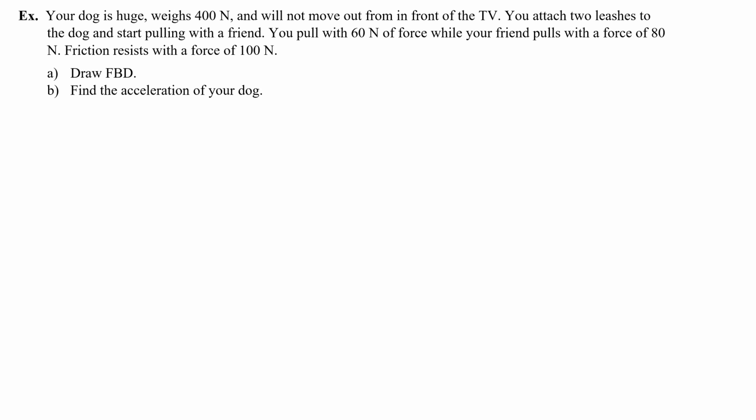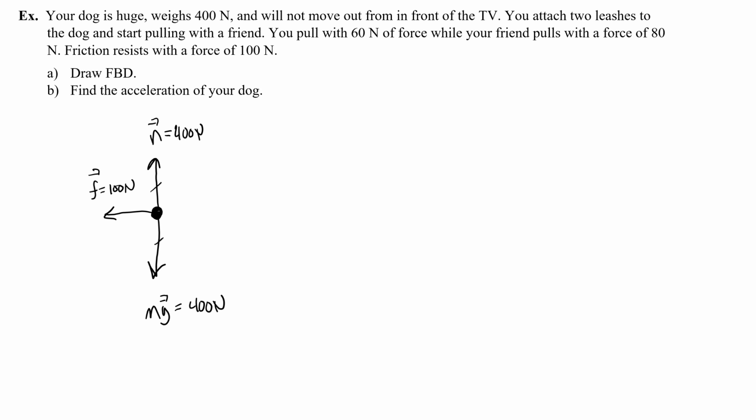Okay, well, let's start with a free body diagram of the dog. Weight force is down, and it equals 400 newtons. The normal force is up, and the dog is not accelerating up or down, so I know that those two are equal, so I write 400 newtons. Okay, then friction and the pulls. Let's start with friction. We'll say friction is to the left, and it's 100 newtons.